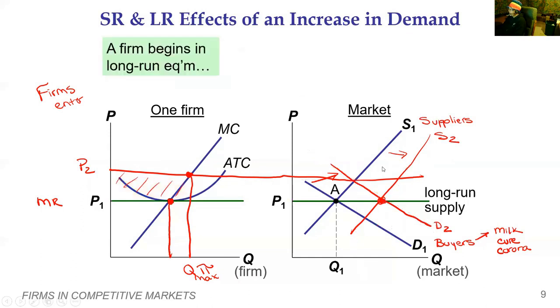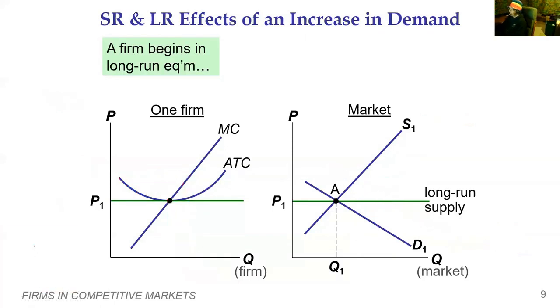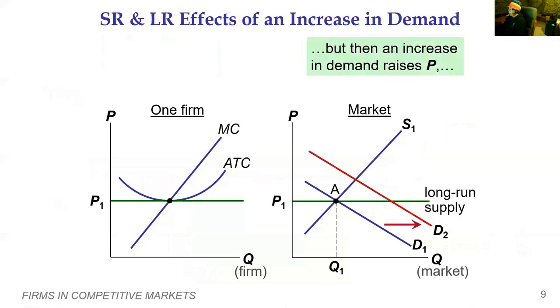Okay, let me erase the slide because I've drawn so much on it. I want to walk you through it just to make sure that you understand. Okay, so we're in long run equilibrium, but then an increase in demand raises price, expectations, many different things, probably milk right now because it's a staple or one of those things. So the coronavirus could have shifted this.